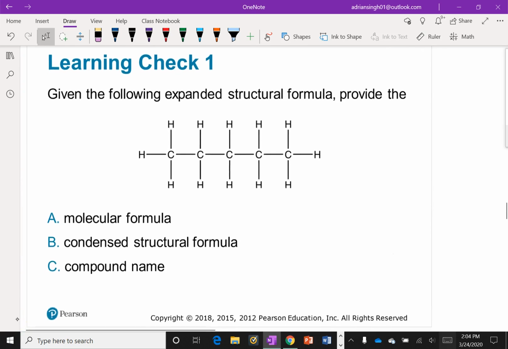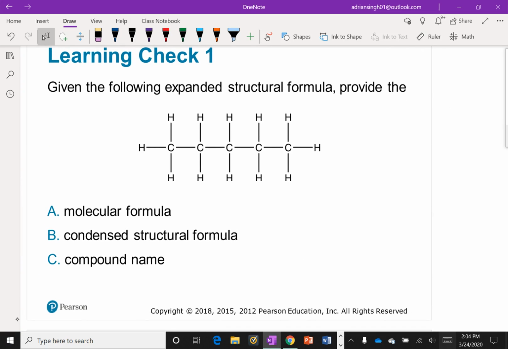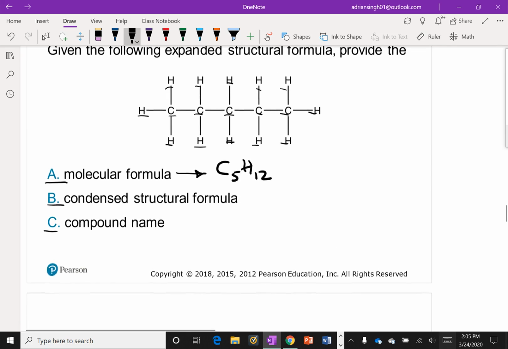Okay, so let's take a look at another example. So it says, given the expanded structural formula, provide the molecular, the condensed, and the name. All right, so the molecular formula, we're just going to take a look at the different number and types of atoms that we have. So we have 1, 2, 3, 4, 5 carbons, and we have a total of 3, 4, 5, 6, 7, 8, 9, 10, 11, 12 H's. Right? That's the molecular formula. That's the type of formula we've been dealing with throughout the entire course so far.